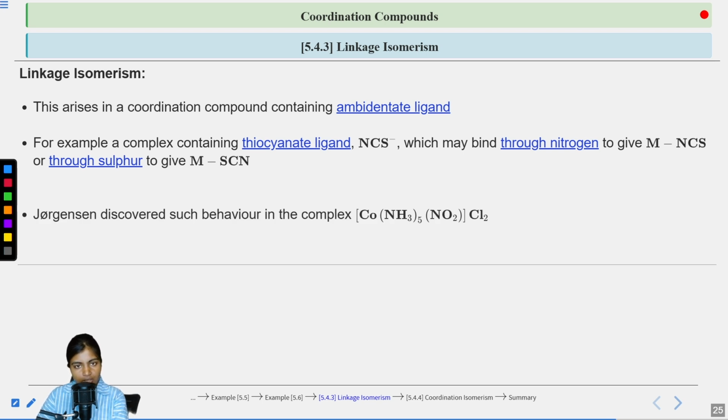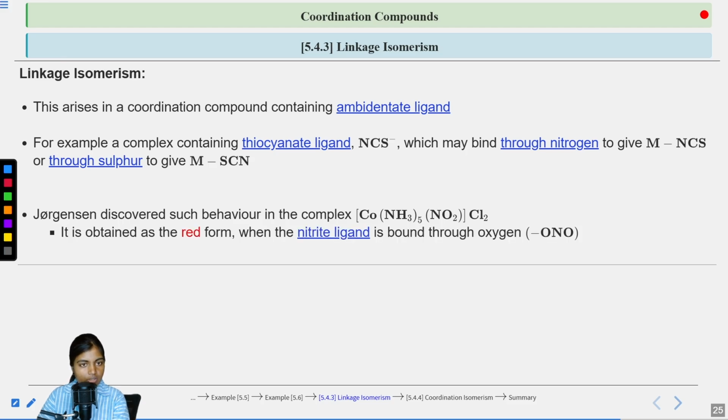Jorgensen discovered such behavior in the complex [Co(NH3)5(NO2)]Cl2. In this complex, what is the ambidentate ligand present? NO2. NO2 is the ambidentate ligand, and because this complex has an ambidentate ligand in it, it is going to show linkage isomerism. He discovered that this complex is obtained in the red form when the nitrite ligand, this NO2 ligand, is bound through the oxygen to this cobalt.